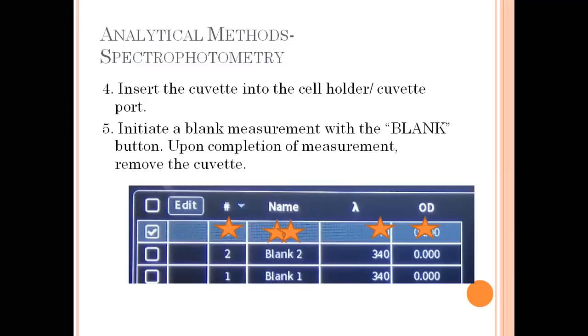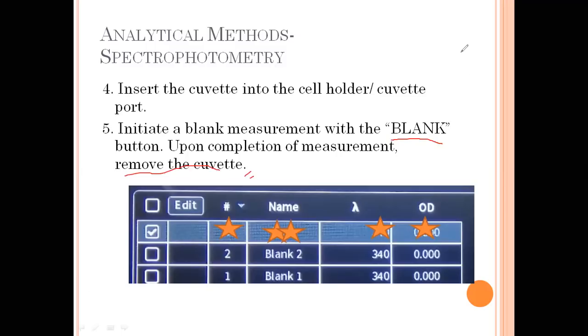And then, initiate a blank measurement with the blank button. So, pag nalagay mo na yung cuvette mo on the cuvette port, you just have to press the blank button at magre-read na yan. So, may tunog siya. Okay? So, mas ma-appreciate nyo yun if we are in our laboratory. However, I'm really sorry, pero sabi nga natin, hopefully by next sem. Okay? So, upon completion of measurement, you have now to remove the cuvette.